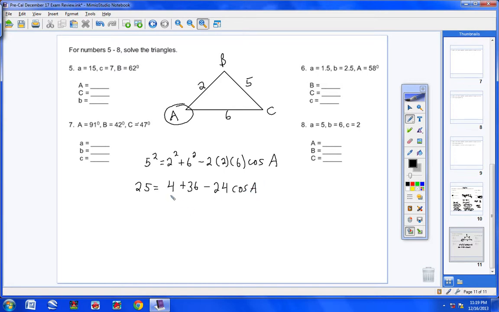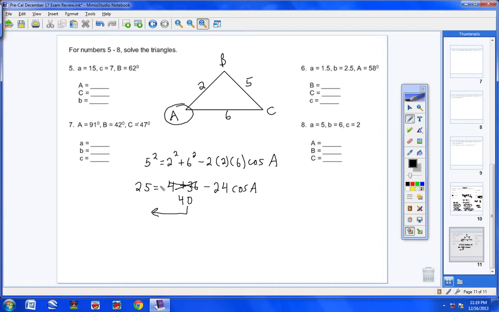Now, a lot of students like to take all three of these numbers and put those three numbers together. Well, I have no problem with you putting these two numbers together. That's fine. But you cannot put these two numbers with negative 24. The 24 is being multiplied times the cosine. So this is one term over here. It's an unlike term. You cannot combine 24 with the 36 and the 4. That's a very common mistake, and you cannot do that. Well, 4 plus 36 is 40. Now I'm going to bring the 40 over and make it a negative 40.